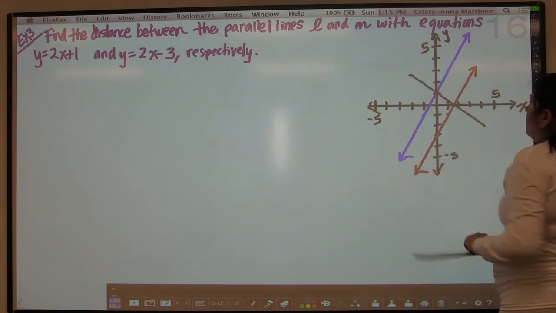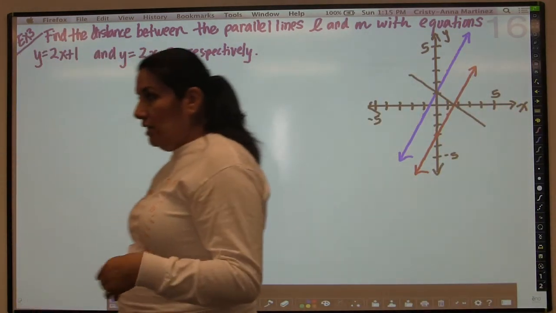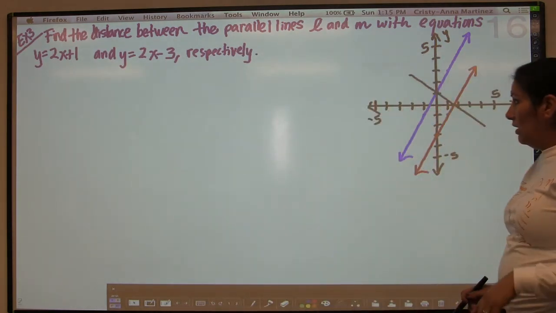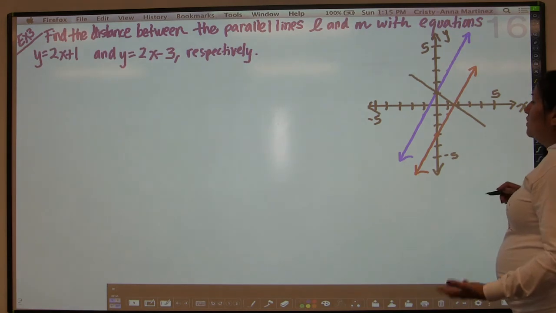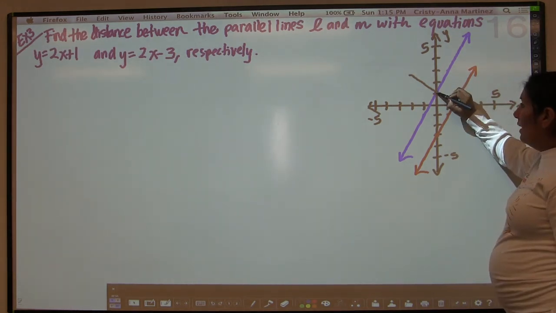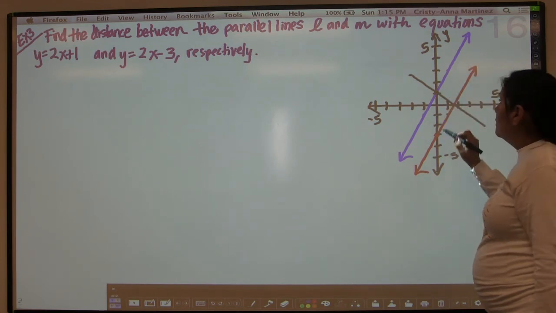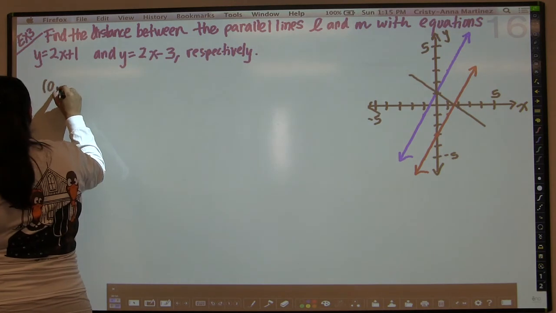And so what I'm suggesting is that we take this point right there and find the line that is perpendicular to it. Now, why do I want perpendicular? Because we know that the shortest distance between any line and a point on the line is the perpendicular distance. So what we need to do in this problem is figure out this point. This point's easy to tell because it's the y-intercept of this line. So that point is (0, 1).